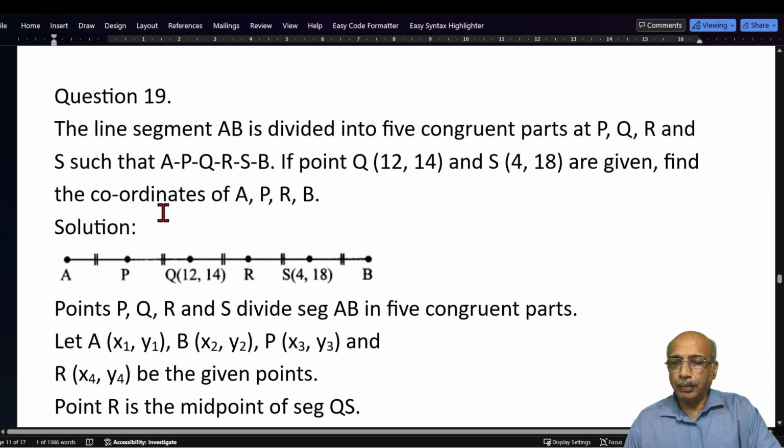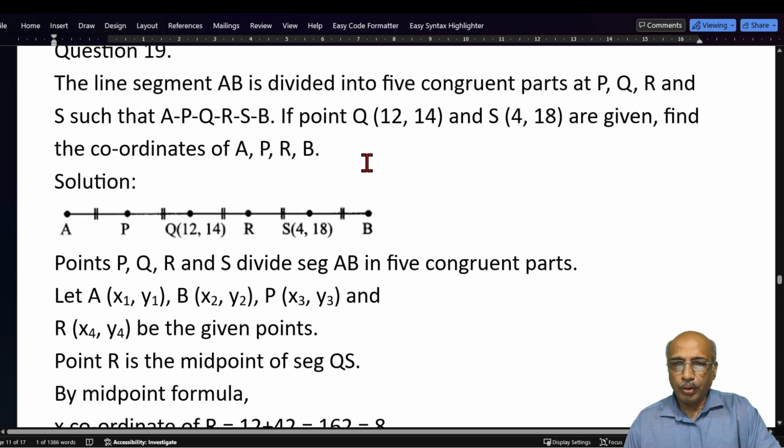Next point, question 19. The line segment AB is divided into 5 congruent parts at P, Q, R and S such that A, P, Q, R, S, B. That means points P, Q, R, S are lying between A and B in order. If coordinates of points Q and S are given, find the coordinates of points A, P, R, B.